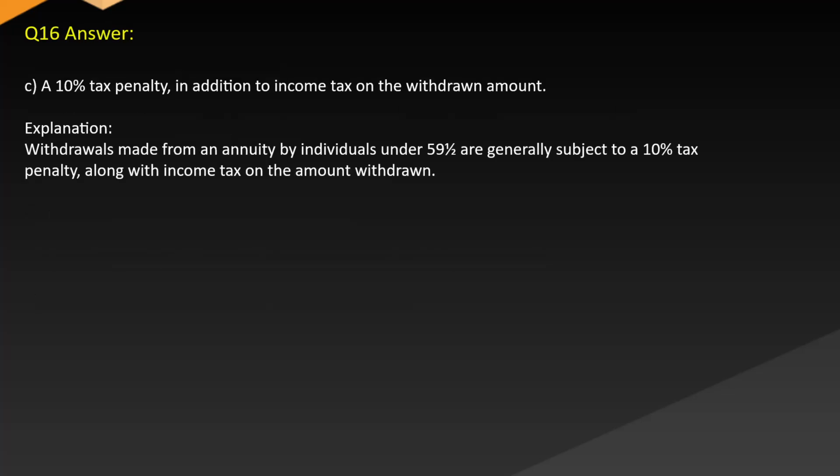Answer C. A 10% tax penalty in addition to income tax on the withdrawn amount. Explanation. Withdrawals made from an annuity by individuals under 59½ are generally subject to a 10% tax penalty, along with income tax on the amount withdrawn.